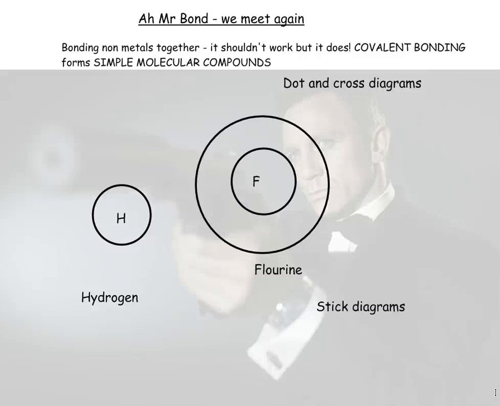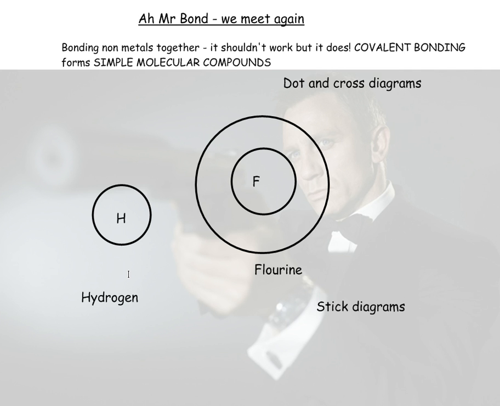Right, we're going to look at covalent bonding now. Sometimes they call this a simple molecular compound, so that's what's formed when things covalently bond. Or sometimes they just say simple molecular compound and they don't mention this word. So just be aware that they're both the same sort of thing. This is the bonding and it forms simple molecules.